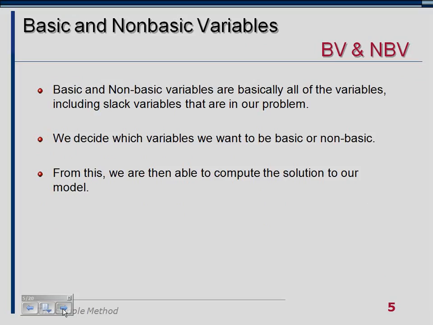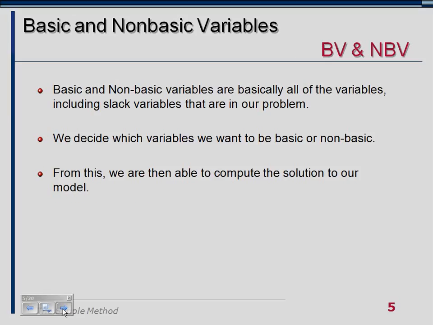So, basic and non-basic variables, what are they? Well, they're essentially all the variables in the problem. They include all of our decision variables, our x1, x2, x3, x4 variables, plus any slack variables that we create, s1, s2, s3, s4, okay? Now, which ones are basic and which ones are non-basic, okay? Well, that's what we decide. We decide this when we're working the problem. And then from this, we're then able to compute the solution to our model.